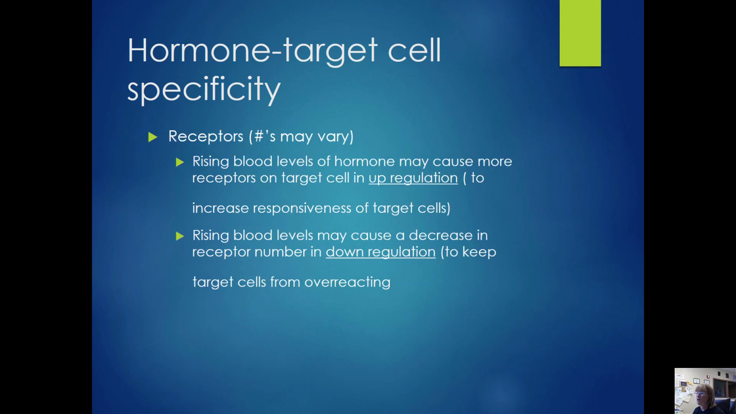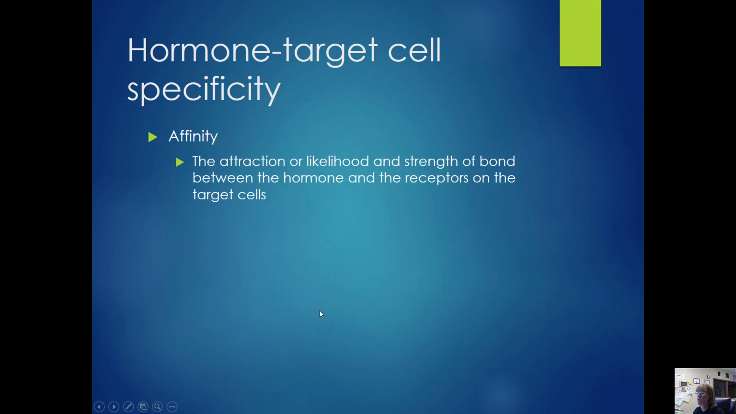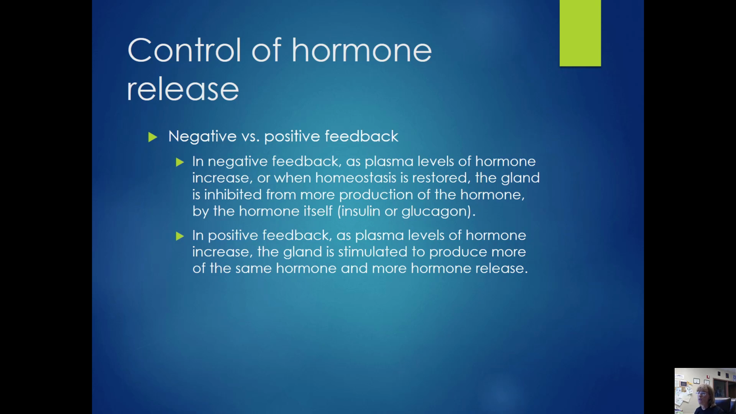Your book also talks about the difference between upregulation and downregulation. Upregulation is when the receptors on the target cell increase in number, so the hormone itself stimulates the production of receptors so that the cell may be more responsive to the presence of the hormone. Or we may have downregulation, which will cause the receptors to be removed from the cell membrane so that the target cells will not overreact to the presence of the hormone. We also have affinity, not going to worry about that. Okay, so how do we control hormone release? It all comes back to how does homeostasis work?